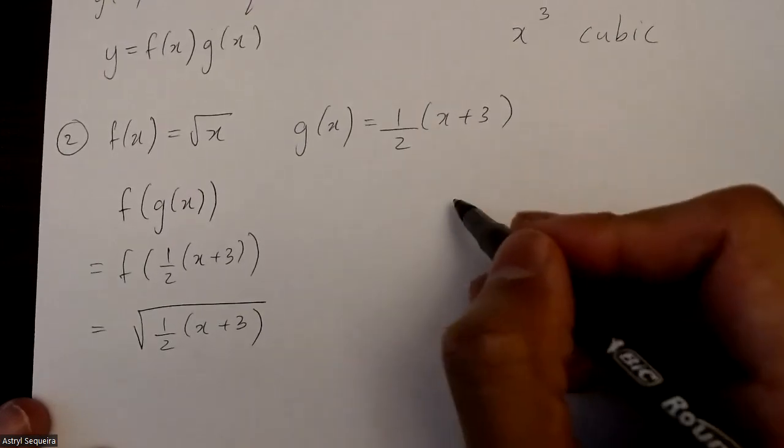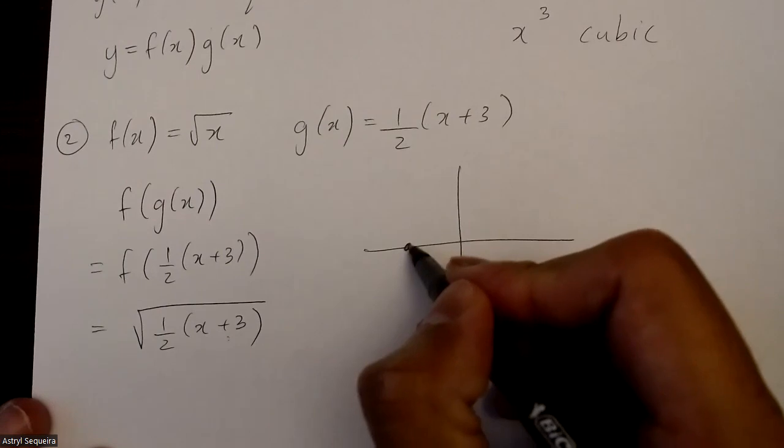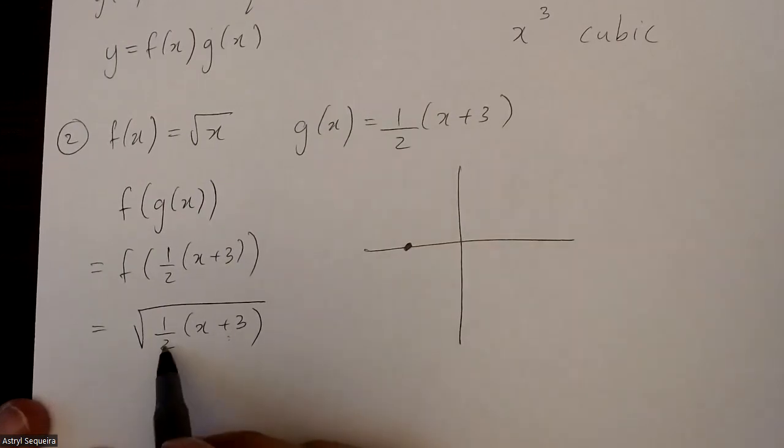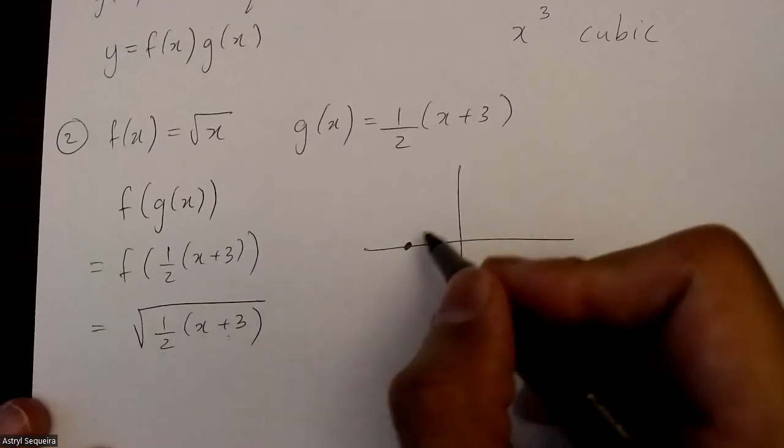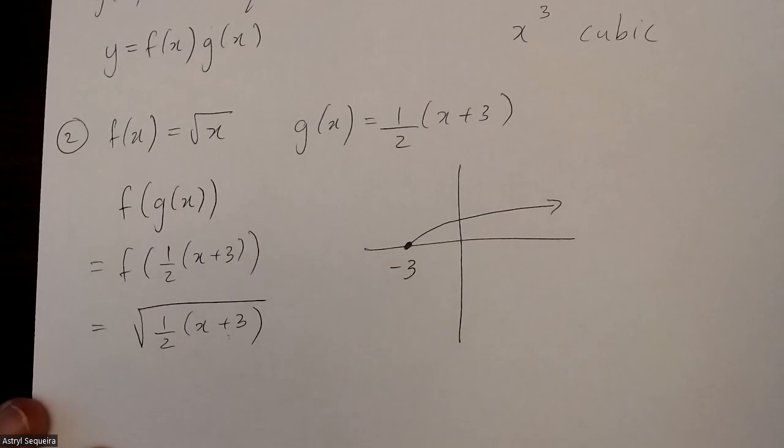So this is just a square root function that has been shifted to the left by 3 units. And it has a horizontal stretch by a factor of 2, which means it's going to be a bit lower and wider. This is what the function is going to look like.